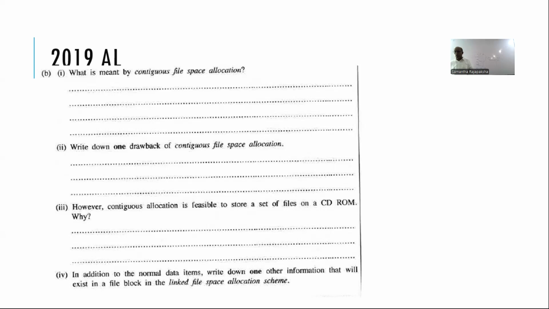Done, sir. Okay. First question, what is meant by contiguous file allocation? In that one, we allocate consecutive blocks together. In the directory, we store the starting block and how many blocks there are for the file.